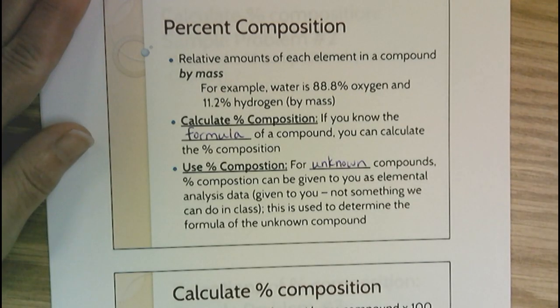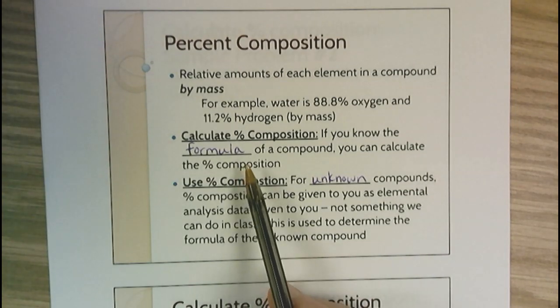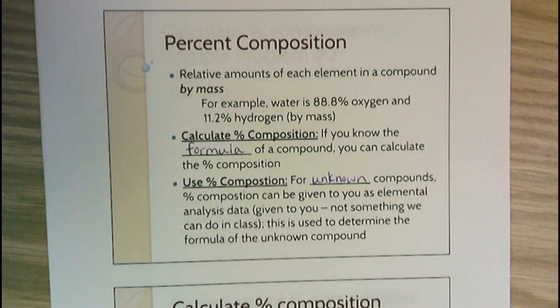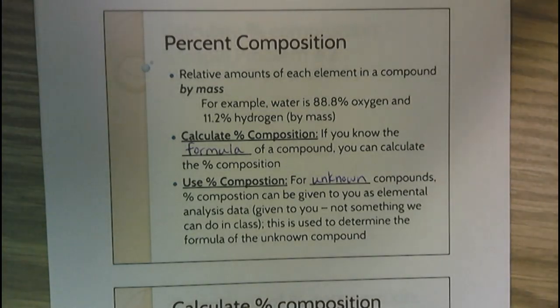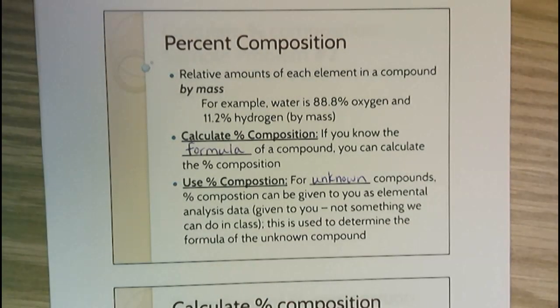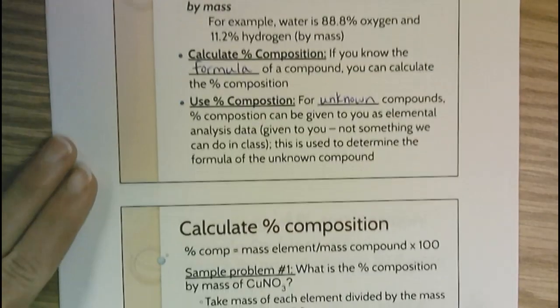There are a couple different things you can do with percent composition. If you know the formula of a compound, you can calculate its percent composition. For unknown compounds, you can use data analysis that a laboratory would do and use that information to then figure out the formula of the unknown. So it's kind of like working backwards. But the first thing we're going to do is talk about calculating percent composition.